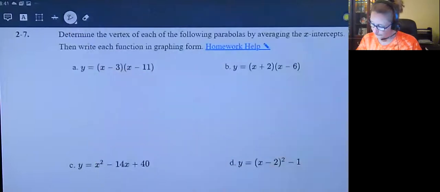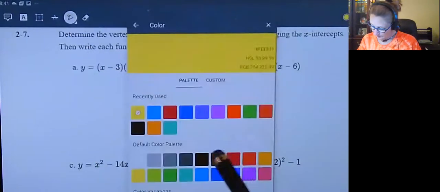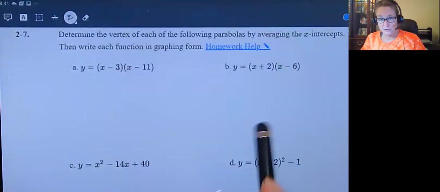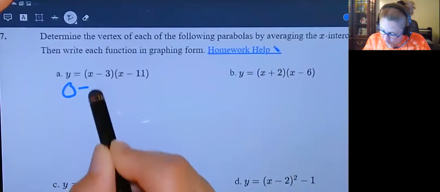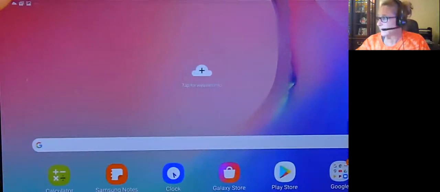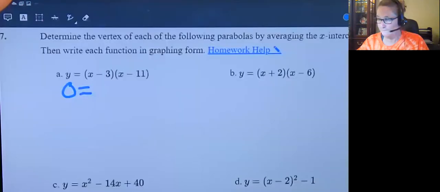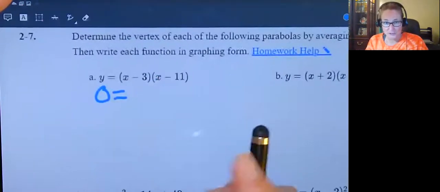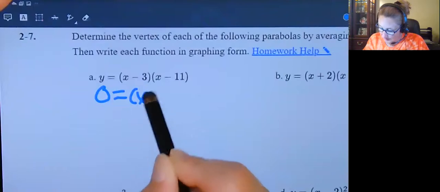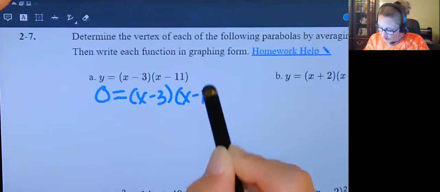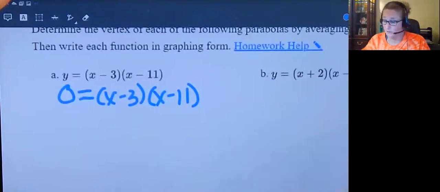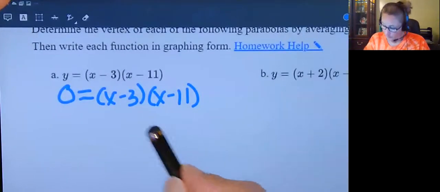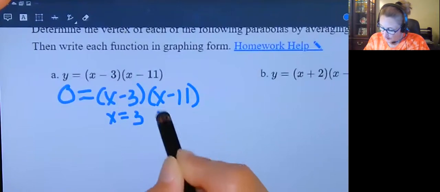So for this one, when I'm finding x-intercepts, your y is 0. So 0 is equal to x minus 3, x minus 11. I'm going to use the zero product property, so I'm going to end up getting x equals 3, x equals 11.